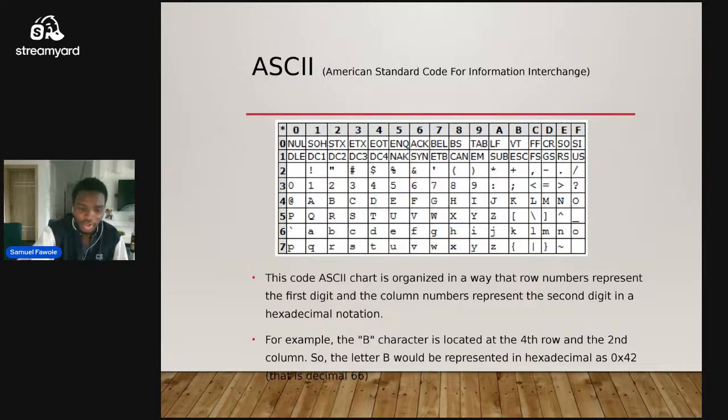So for instance, if I press 2, that gets converted to 0x32 in hexadecimal. Or if I press the letter B, that gets converted to 0x42, which is hexadecimal, and eventually goes down to binary.